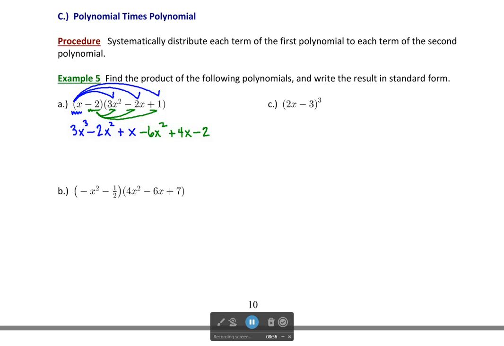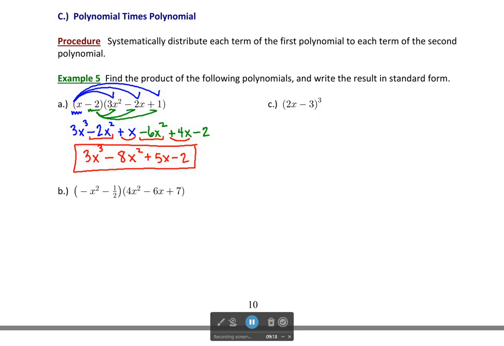Then we combine like terms, starting with our highest powered term. So our highest powered term there is 3x to the third power, and it doesn't have any matching powers, so that'll be our leading term. Then we'll combine our x squared terms. Negative 2x squared minus 6x squared combines to give us negative 8x squared. We'll combine our x terms. Plus x plus 4x gives us plus 5x. And then our last term there is minus 2. So we did binomial times trinomial, and we ended up with a 4-term polynomial. Let's try that again on the next example.